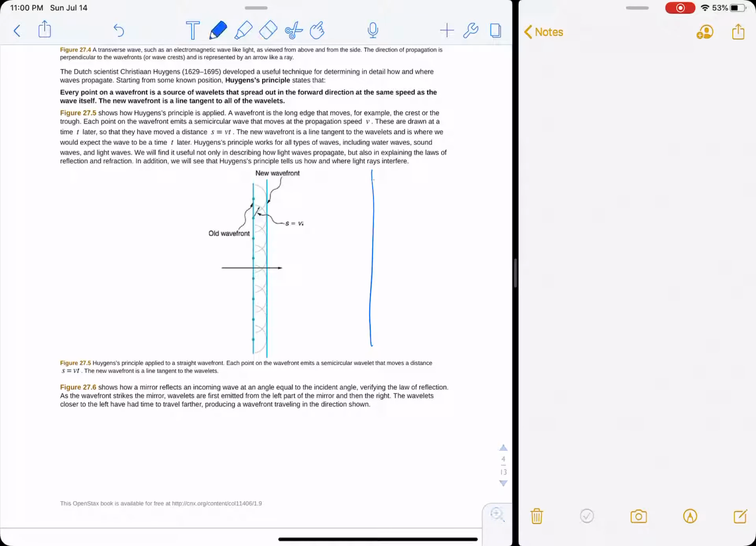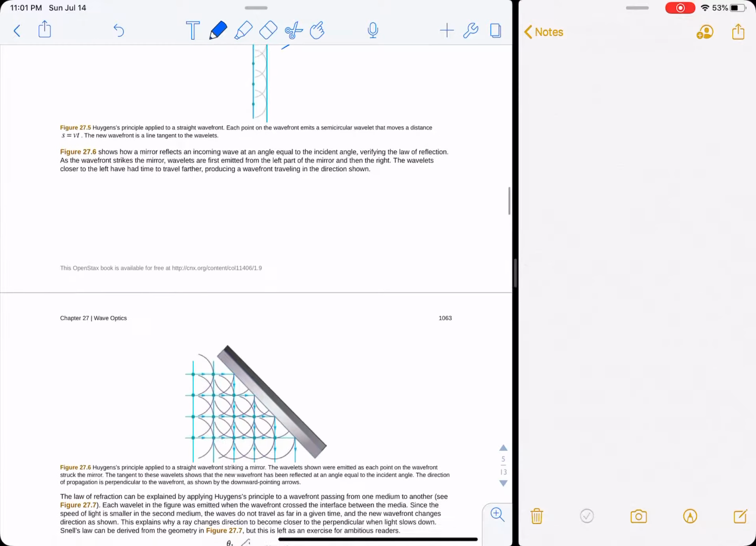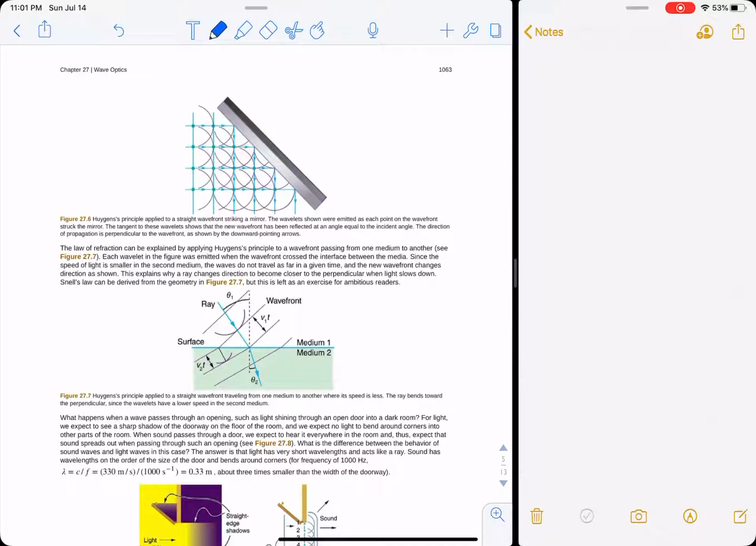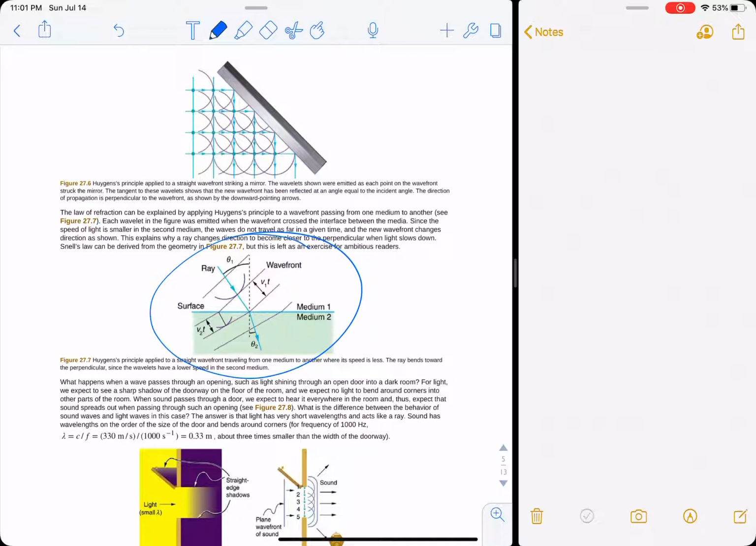But the wavefront, if we treat it as made up of lots of little radiators that are constantly sending out their own signals, then as they expand out, so does the wavefront move forward. Okay, so that's the idea here. You've got your old wavefront, your new wavefront, and it moves forward based on these radiators.